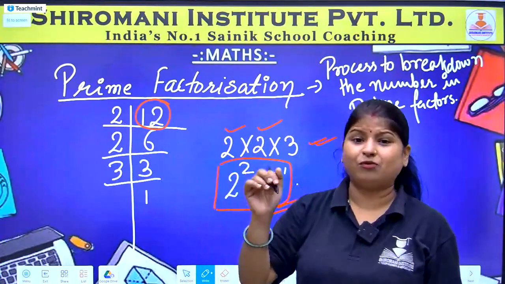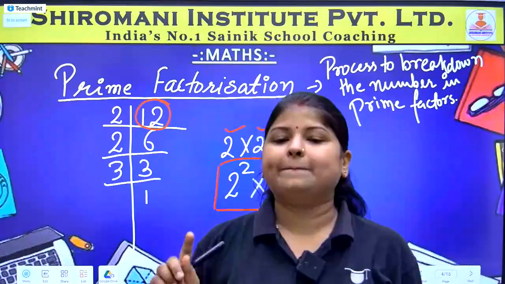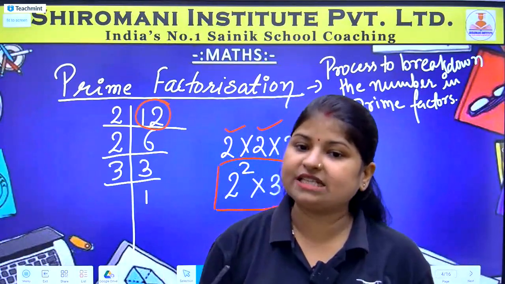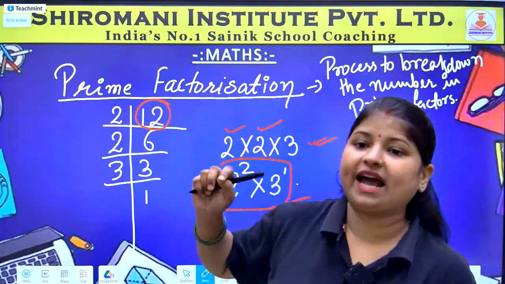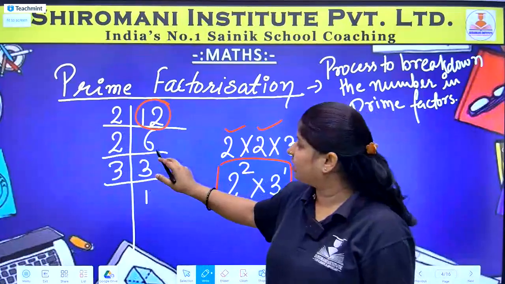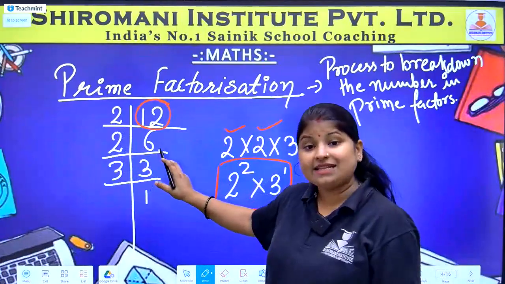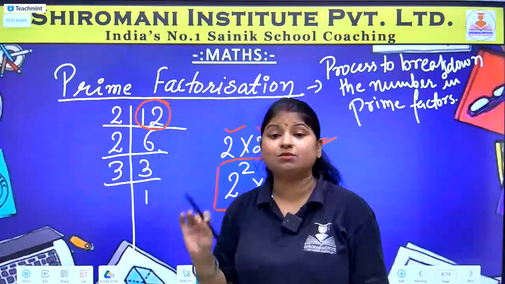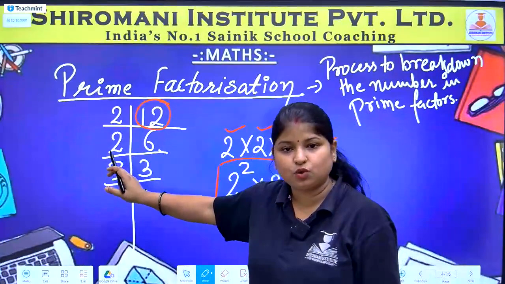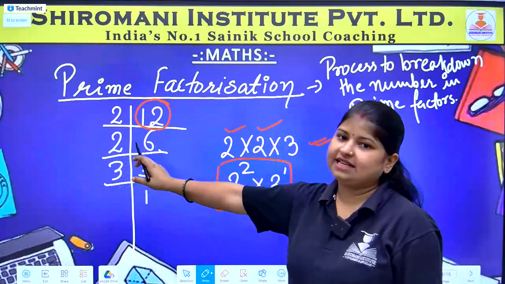You will say, ma'am, 1 also divides 12, right? But 1 you will not use because 1 is not a prime number. The smallest prime number is 2. That's why I shall start with 2. 12 divided by 2, beta, you got 6. Then again 6 you have to divide by the smallest prime factor. So 6 is divisible by 2. I will write 2. 6 divided by 2 is 3.